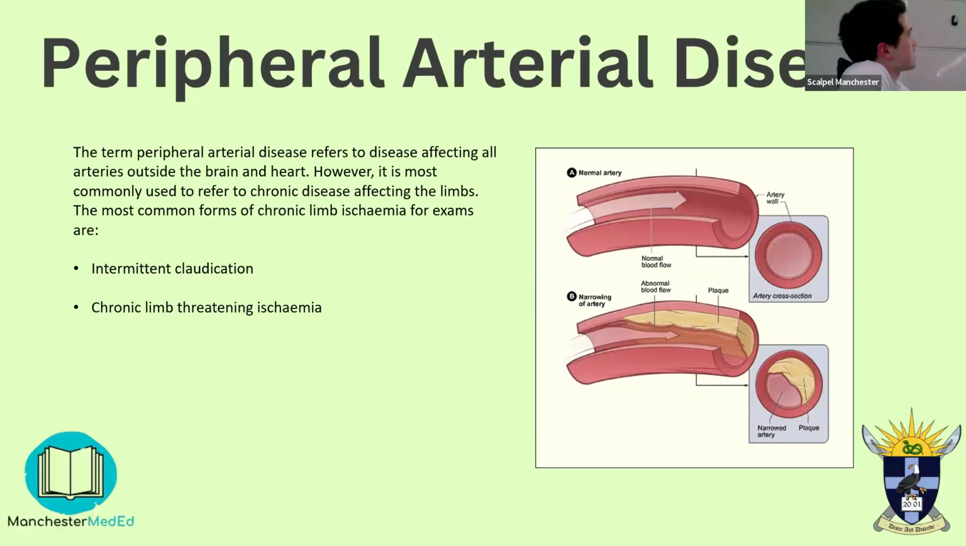And when you're talking about chronic limb ischemia, the two most common subtypes you often talk about are intermittent claudication and CLTI, chronic limb threatening ischemia, which used to be known as critical limb ischemia. Some places, for example, I know on the PassMed textbook, they still call it critical limb ischemia. That's an outdated term. That's not used so much in the modern vascular setting.